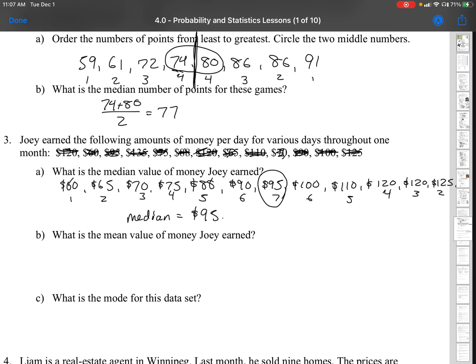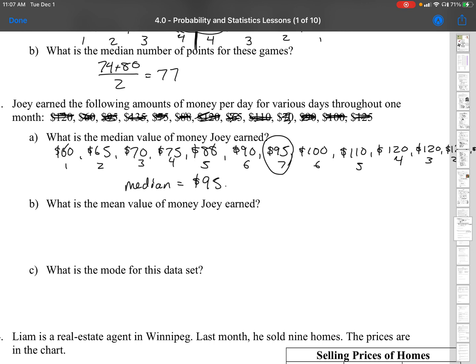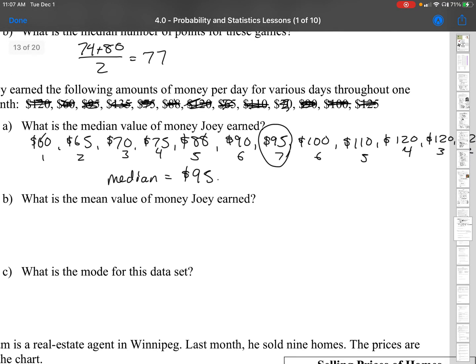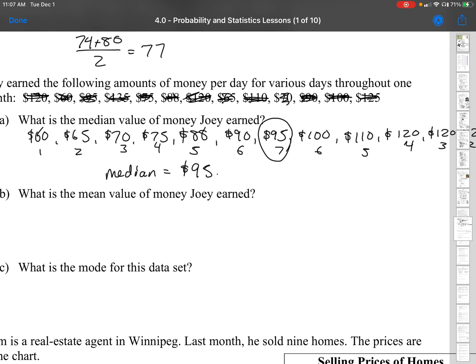$95. You'll notice in my notes I made a mistake. I forgot the 135. Easy mistake to make. Okay, make sure you're crossing those off. I didn't, and it made me make a mistake. So median value is just that 7th number there, which is $95.